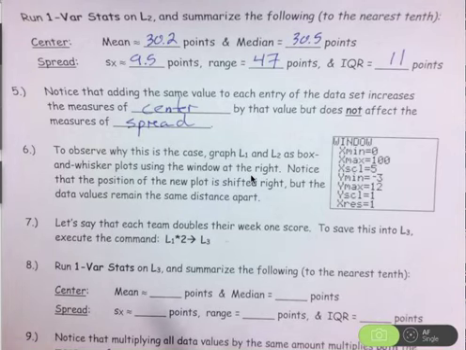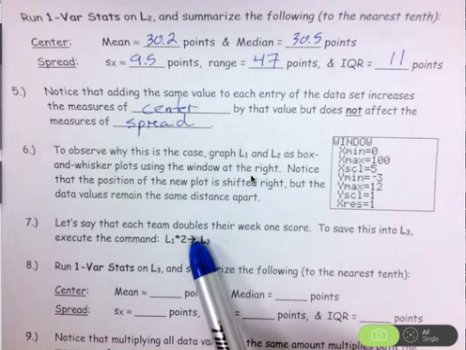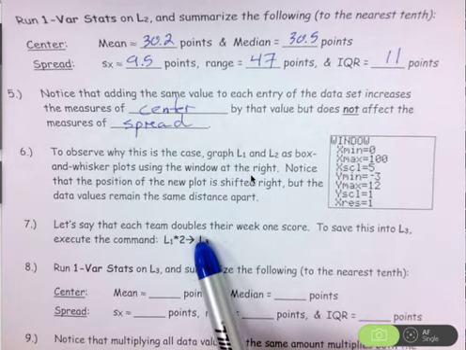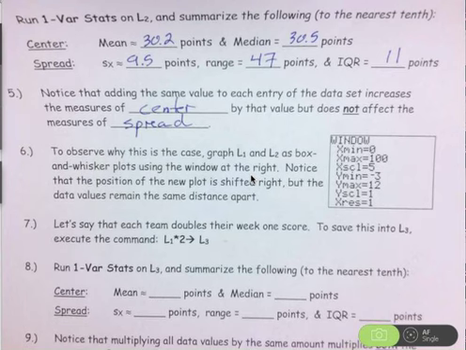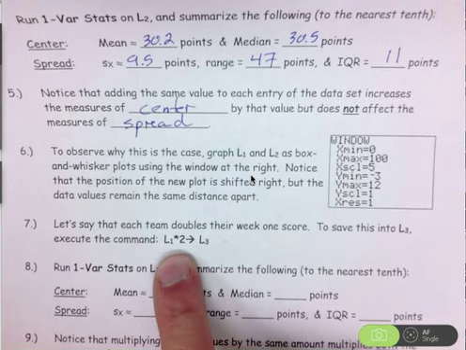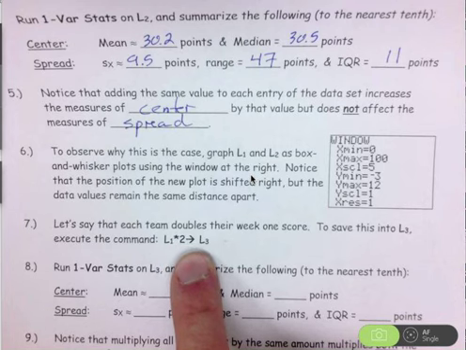Now let's say that every team doubles their week one score. So instead of simply getting one additional touchdown and extra point, let's say every team has double the score they originally had. To do that, we're just going to take the values in list 1, multiply by 2, and store that into list 3.